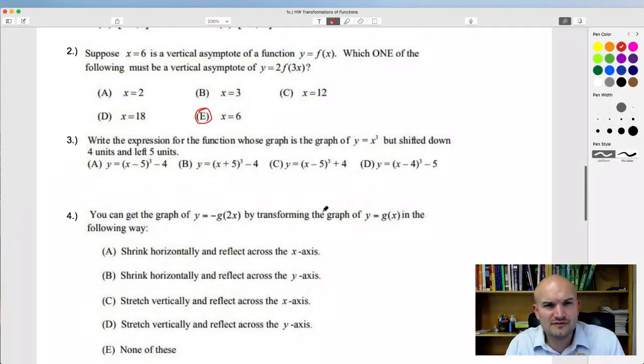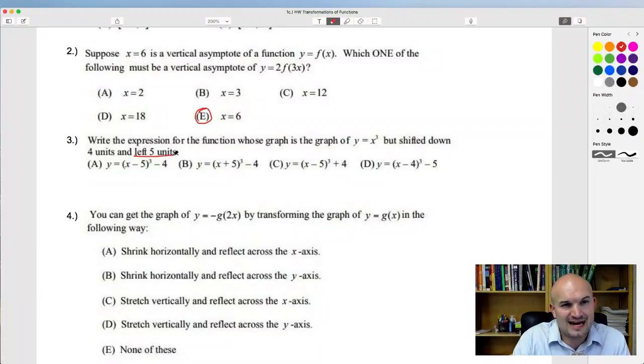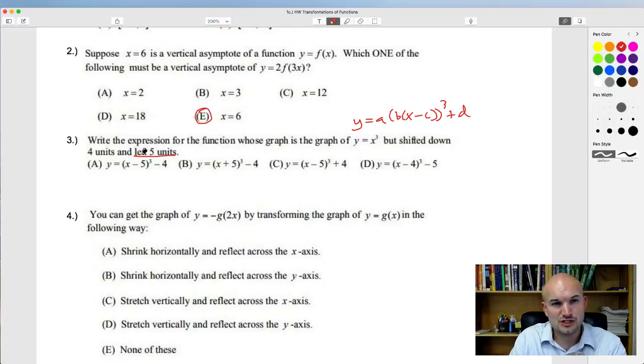Next one. Write the expression for the function whose graph y equals x cubed is shifted down 4 units and left 5. Okay, so I know left 5 is going to be inside the function. So let's write this transformation. y equals A times (B x minus C) cubed plus D. Left 5, remember, is going to be a positive 5. So that means we're going to be adding 5 inside the function. And then we're going to be shifting down 4 units.